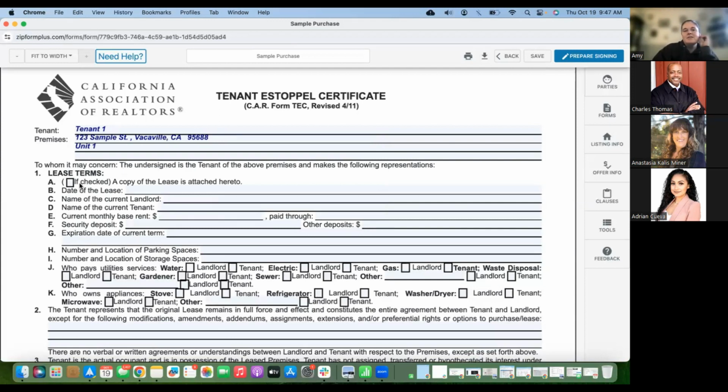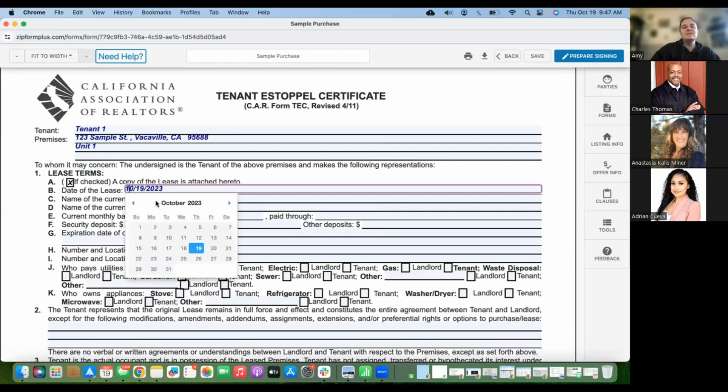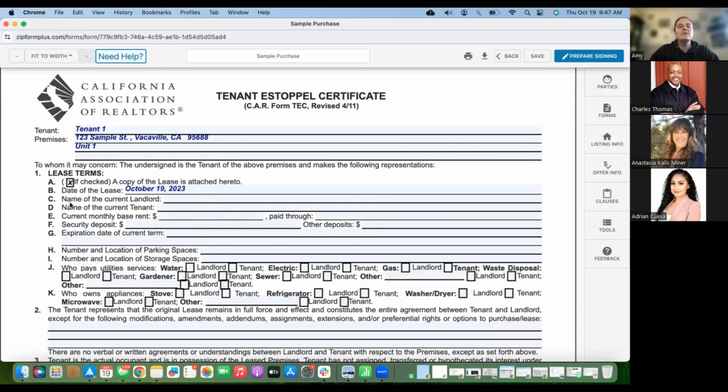Lease terms, right? "To whom it may concern, the undersigned is the tenant of the above premise and makes the following representation." A copy of the lease is attached here too. So I would always make sure that a copy of the lease, if I was a listing agent and tenants are in possession of the property, I would go ahead and provide these up front. And I would attach a copy of the lease agreement to this. The date of the lease, right? You're going to get the date of the lease, the name of the current landlord, name of current tenant, current monthly base rent, when it was paid through, right? So if they paid October rent, it would be paid through 10/31/23.